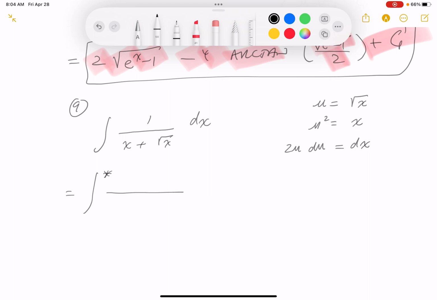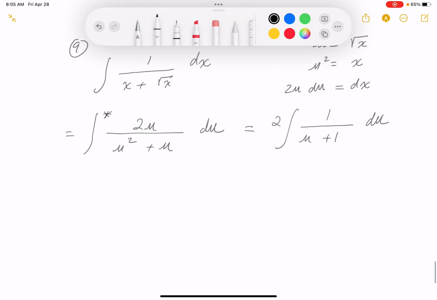And let's see, 1 dx is 2u du. That's not so bad. x is equal to u squared. That's not so bad. And the root of x is just equal to u. So I get something that I can simplify, conditionally so, by the way. I'm going to divide through by u. So it's 1, I'm sorry, 1. I put the 2 on the outside. And then you get u plus 1 du.